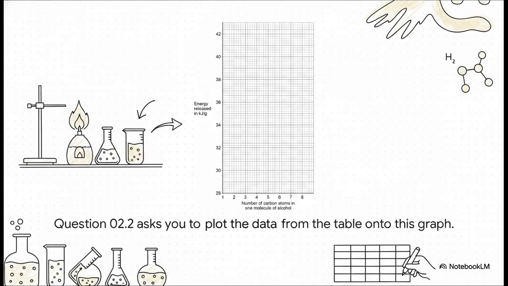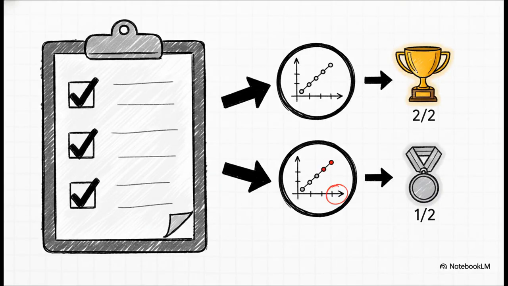And speaking of precision, our next job is to plot that data from the table right onto this graph. This is where your accuracy is really going to be put to the test. So what's the examiner looking for? Well, they want all 6 points plotted correctly, and they've got a really tight margin for error. We're talking plus or minus just half a small square. But hey, don't panic. There's a bit of a safety net. You can still grab 1 mark even if you only get 4 or 5 points right. And every single mark counts.